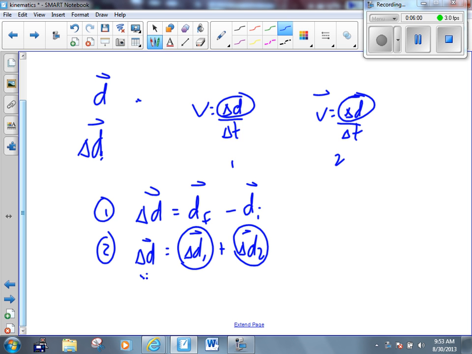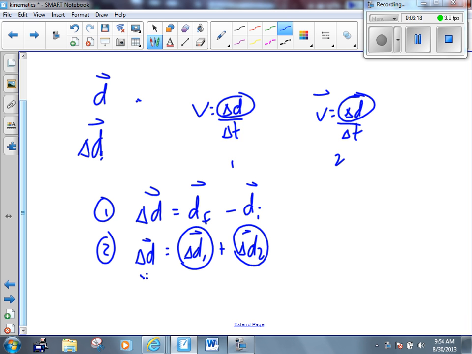It would be number 1, right? The position of your car as you're driving to Edmonton initially is 150 kilometers north of Calgary. The final position is 320 kilometers north of Calgary, so we're going to subtract those in order to get the total displacement. Good.